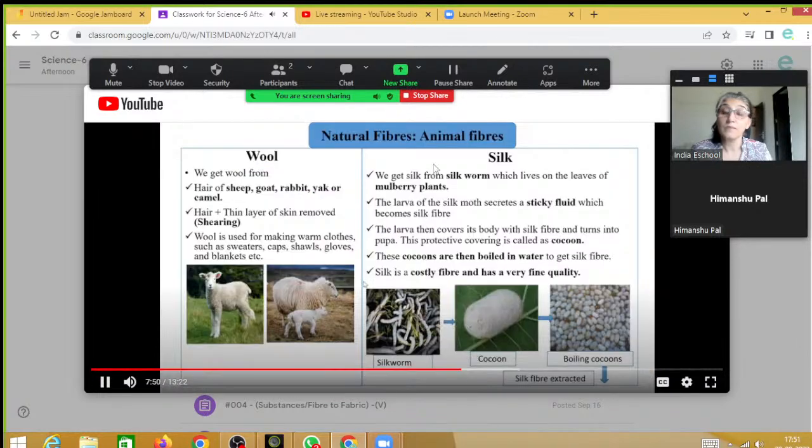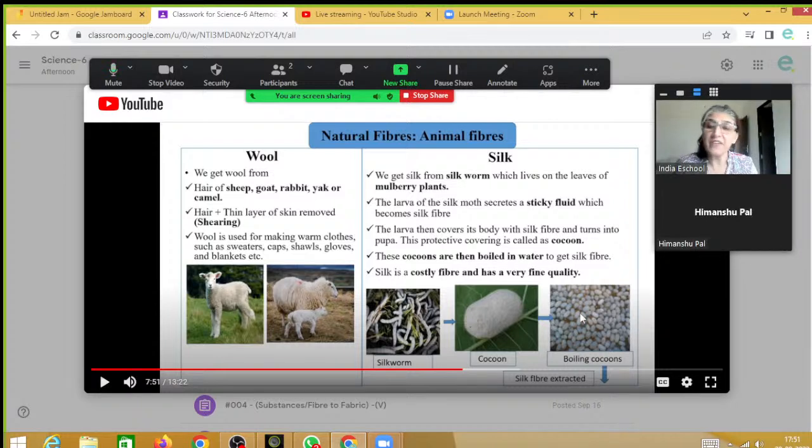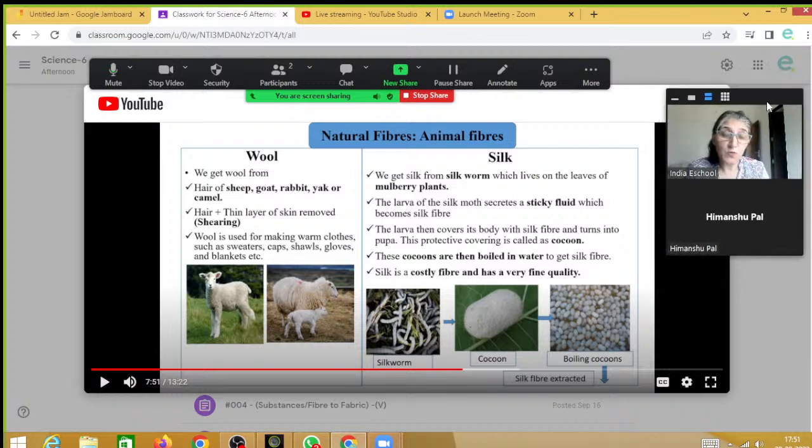Now let's study about animal fibers. We are going to study animal fibers. Okay, should we do it now or do you want it to be done next time? I thought we'll quickly finish this. What do you want to do, Himanshu? Should we finish? As you wish.